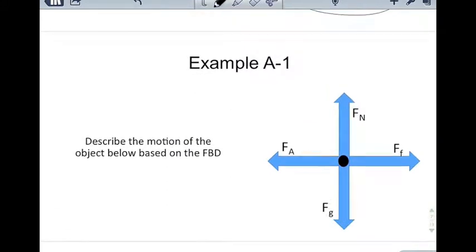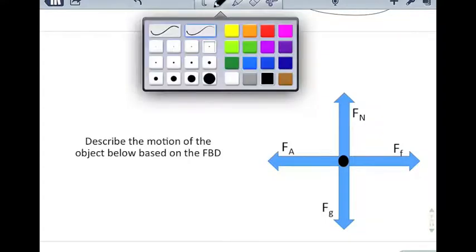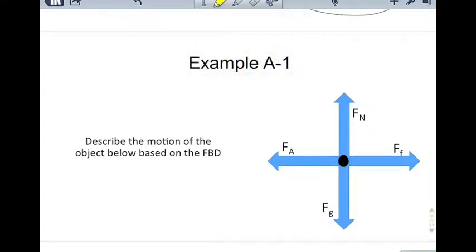This question says describe the motion of the object based on the free body diagram. So let's look at the force up and the force down first. If you draw this and you draw this, those are the same length. So what we can say is that the force upward and the force downward cancel each other out. That means that it's not accelerating up or down. That does not mean that it's not moving up or down.